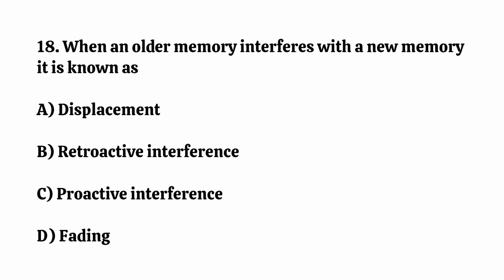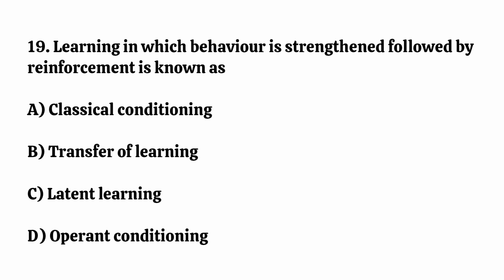Next question. When an old memory interferes with a new memory, it is known as A. Displacement, B. Retroactive interference, C. Proactive interference, D. Fading. The answer is C. Proactive interference.